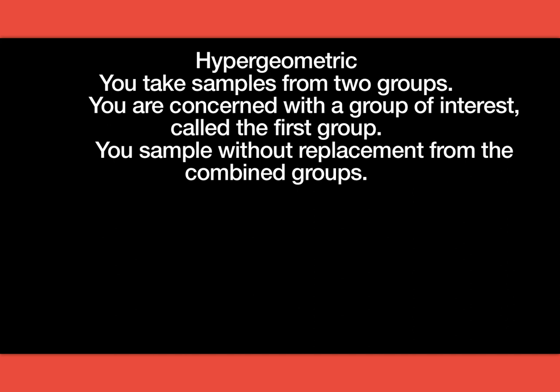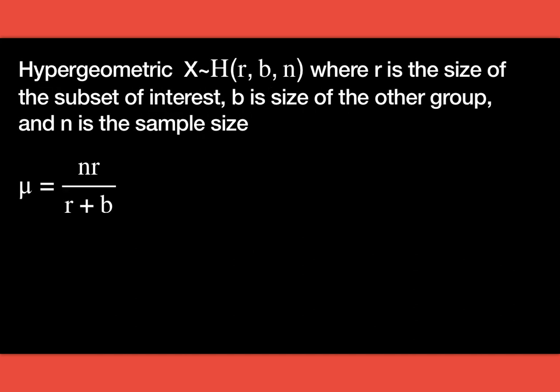So in discerning which one we are doing, that's another process, like, how do I know which one is which? That's another way of doing it. Okay? And that's how you would denote a hypergeometric. X follows a hypergeometric distribution, R, B, and N. R is the size of the subset of interest. B is the size of the other group. So in this case, males, we had 3. Females, we had 4. And N was 3 because that was our sample size.